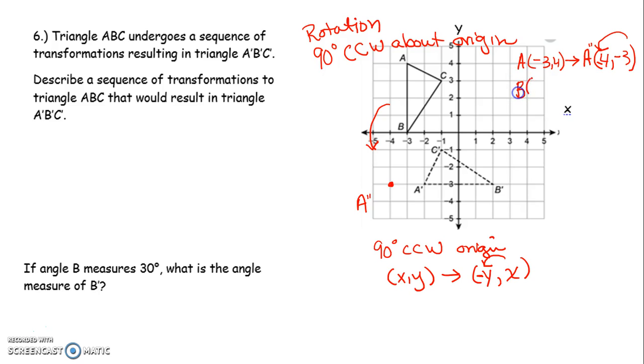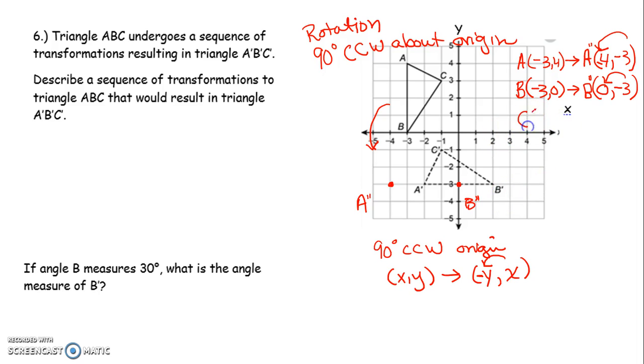So let's look at the original B. The original B was (-3, 0). So if we get our B, I'm going to call it double prime. First reverse, counterclockwise, arrow, change the sign. Changing the sign of 0 doesn't affect 0. Like changing zeros, even if you try to change the sign, it's still 0. So now we have (0, -3). All right, we're going to call that B double prime.